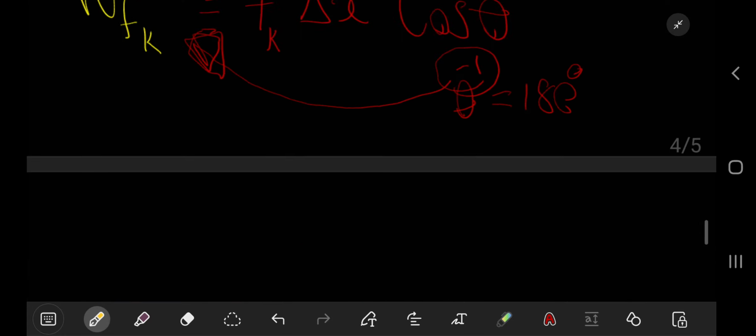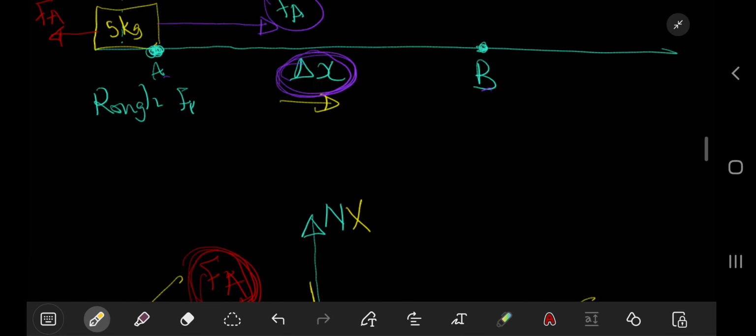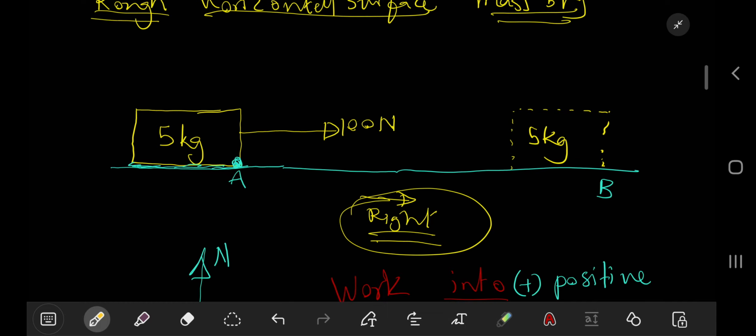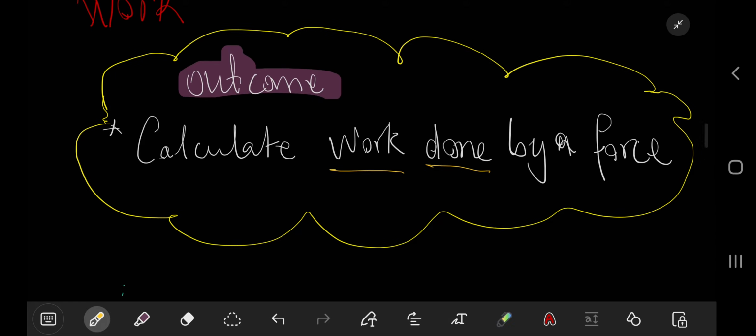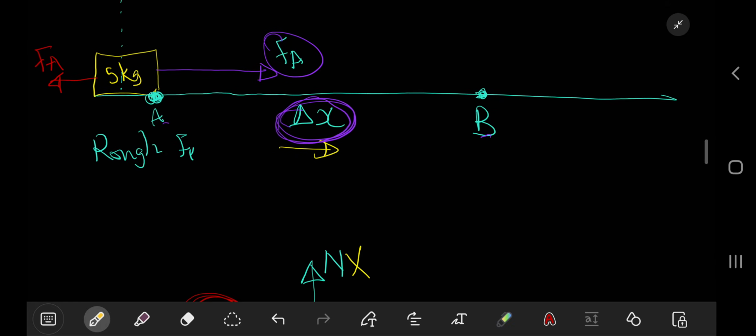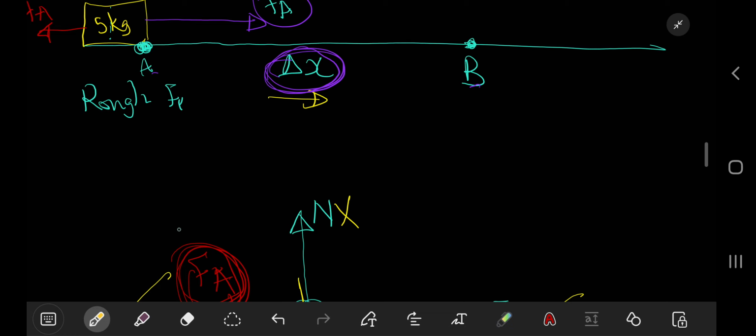So now we have achieved the outcome for this lesson. The outcome for this lesson was to be able to calculate the work done by a force, and we do that by using a formula which says work is equal to the force multiplied by the displacement multiplied by cos theta.